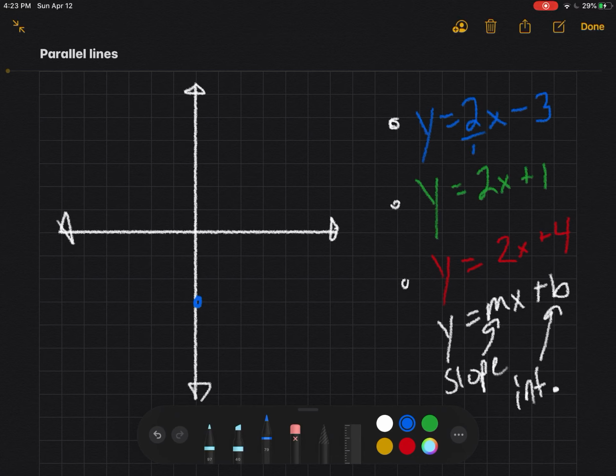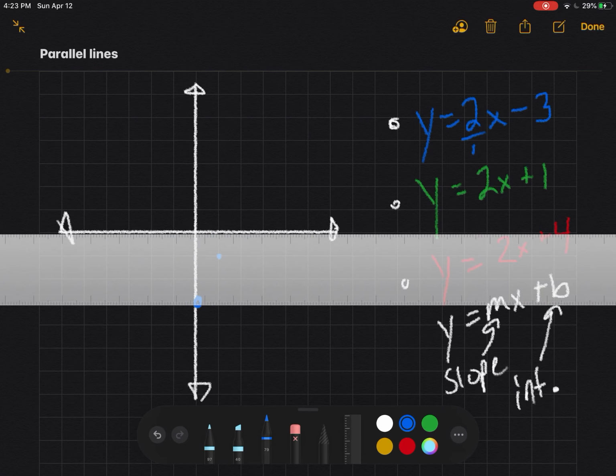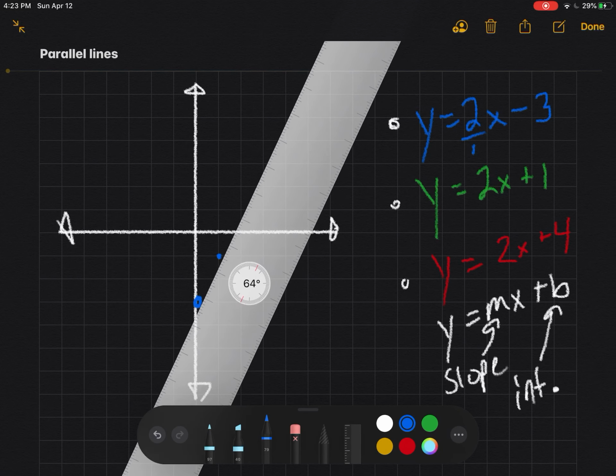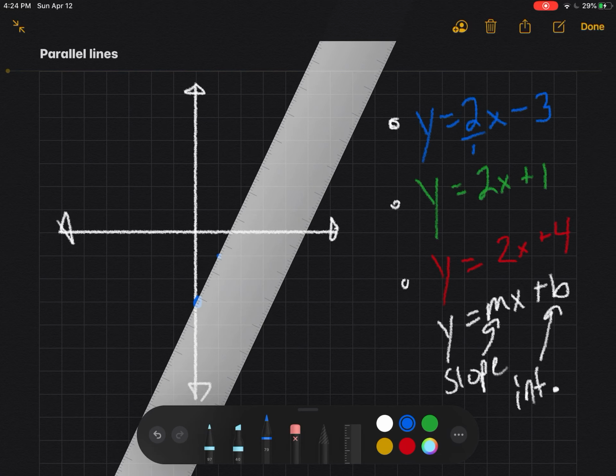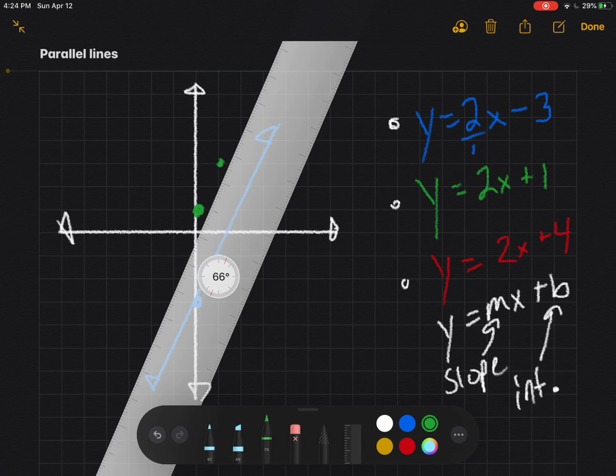I'm going to start with blue, y is equal to 2x minus 3. And so I'm going to find my intercept at the point 0, -3, right here. And I'm going to use my slope. Remember, this is the same as 2 divided by 1. So that's going to be my change in y divided by change in x. And I'm going to use that to give me another point. I'm going to go up 2 and to the right 1. And connect those 2 points with my line.